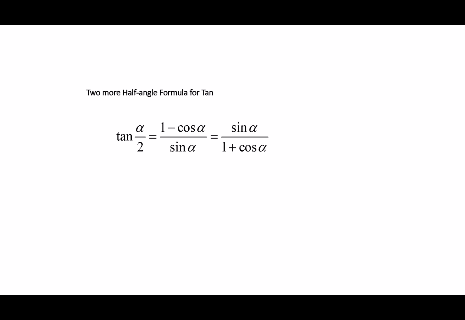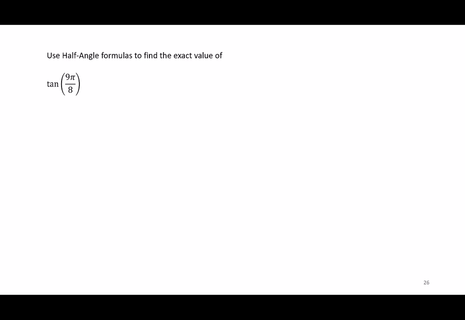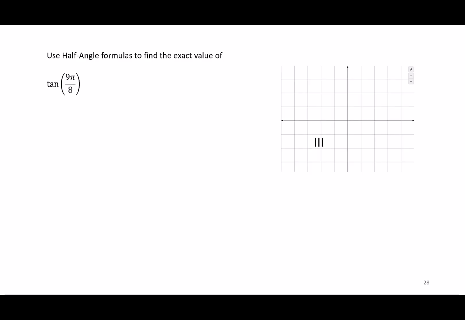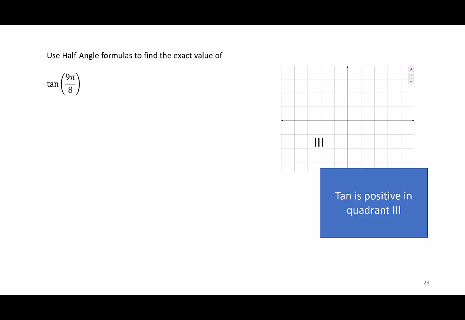We're asked to use the half-angle formulas to find the exact value of tangent of 9 pi over 8. Once again, I'll start by asking, is this a positive or negative value? 9 pi over 8 is just a little bit bigger than pi, which says we're in the third quadrant. In quadrant 3, tangent is positive.